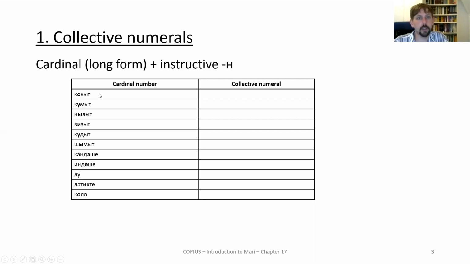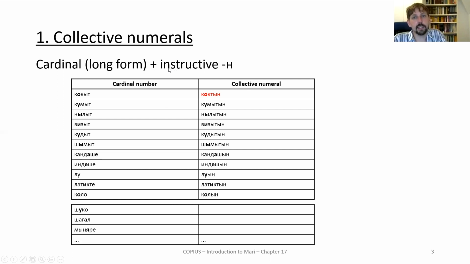And here they are formed by taking the long form of the cardinal number and attaching the instructive n to it, which is equivalent in its linking processes to the genitive n. Got to be careful with two, because here the form is kokten and not koketen, which would be the regular form. But after this, it proceeds more or less regularly, because once we get to 10, there's another oddity happening. In 10, it's luwen rather than just lun. So we need a linking vowel here.